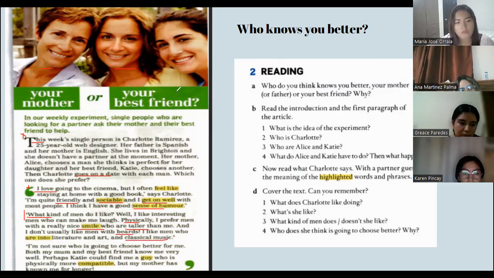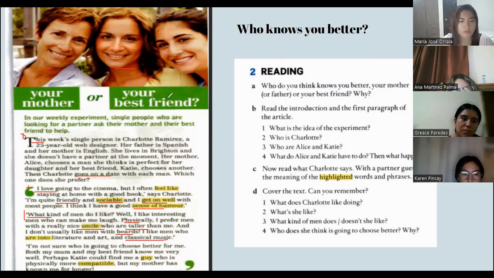Okay, so what is the type of man she usually likes? What are her preferences for partners? He has a really nice smile, and he's got to be taller than her. And someone who likes literature and art and classical music. Not reggaeton, for Charlotte, no. She likes classical music and men who don't have beards. She doesn't like beards. That's the type of man she likes, right?